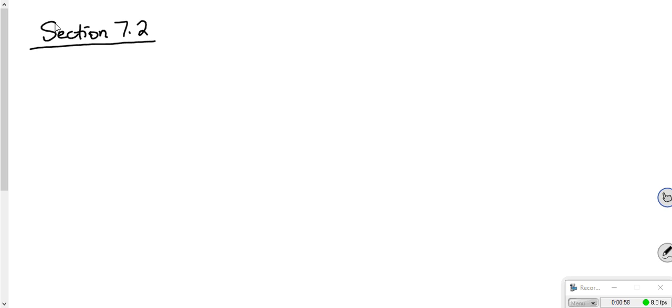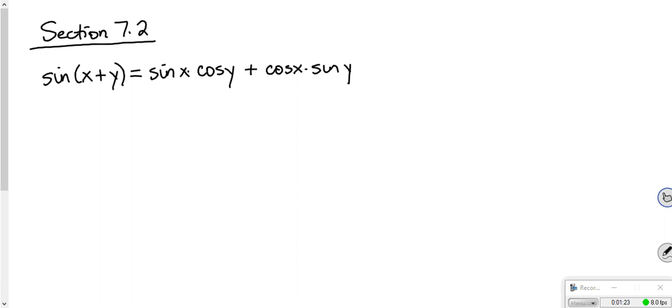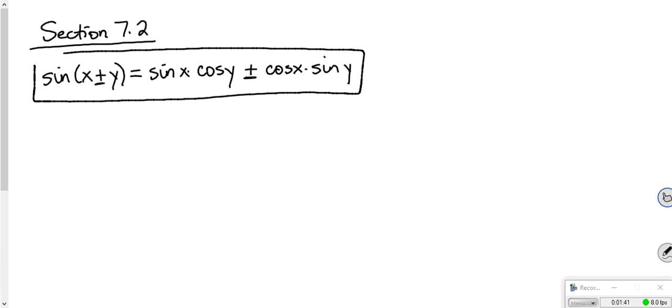So I'm going to write the first one up here. It deals with sine. So if you have sine of x plus y, you can split that out into sine x times cosine y plus cosine x times sine y. Now, this actually works for both sum and difference. I'm actually going to put a little minus under here. This works for both the sum and the difference. So this is one of our sum formulas.